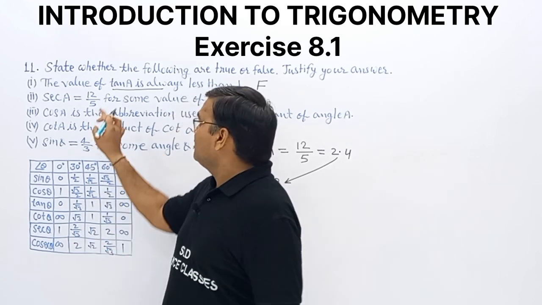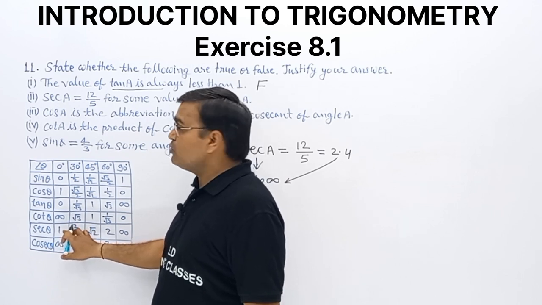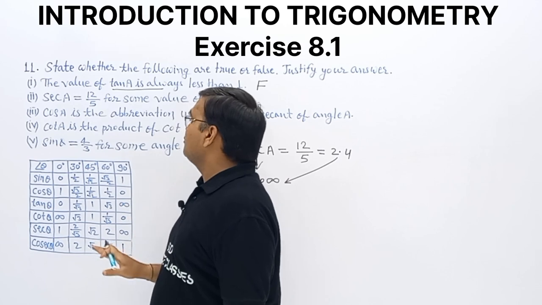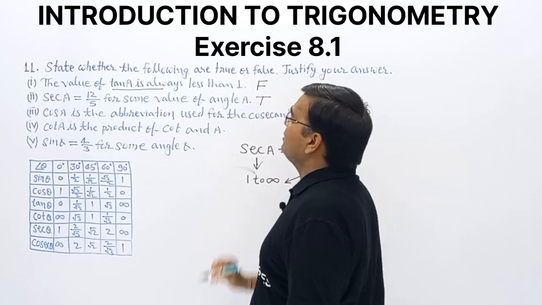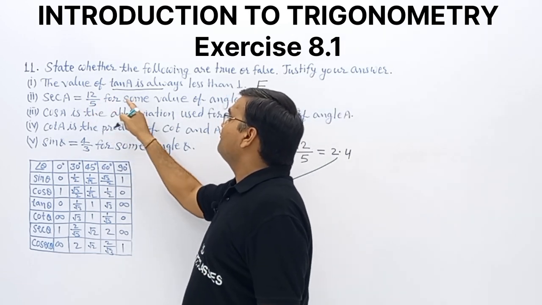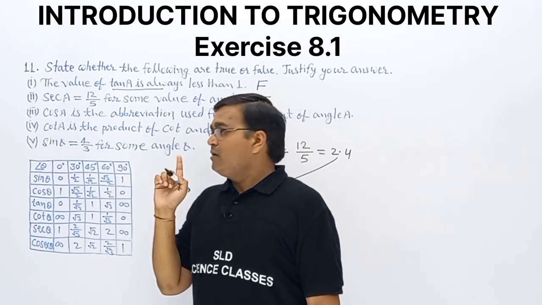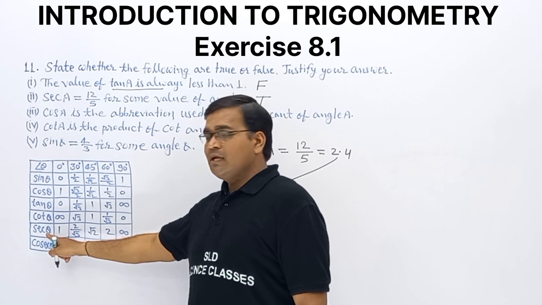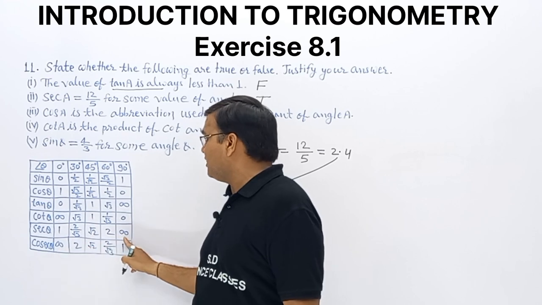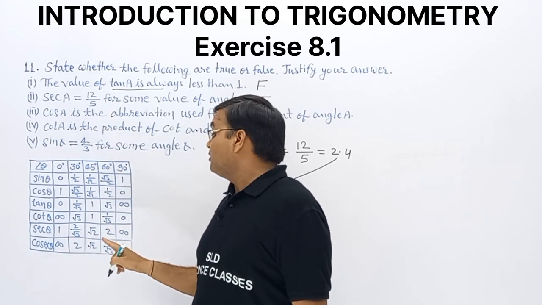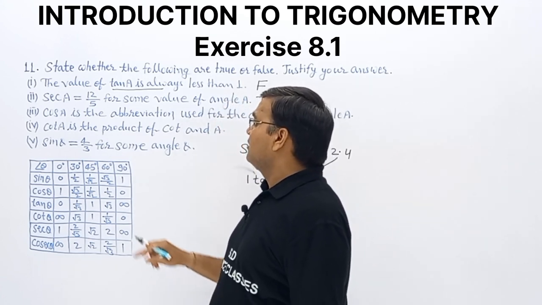And 2.4, this value lies in between. So we can say this statement is true. Sec A equal to 12 upon 5 for some value of angle A. Yes, it is. It lies in sec theta varying from 1 to infinity, and this value lies in that range. Clear? Now next question.